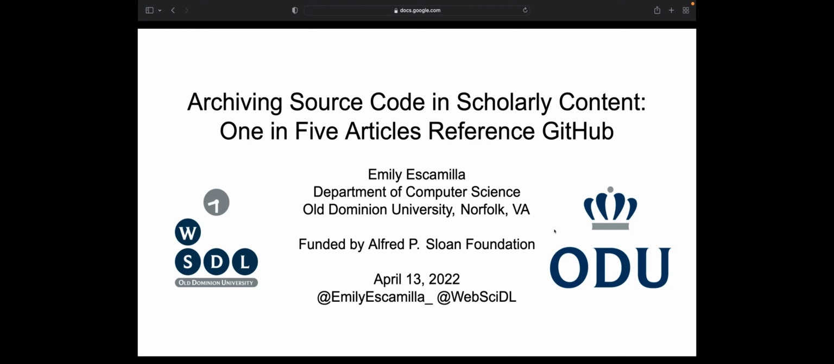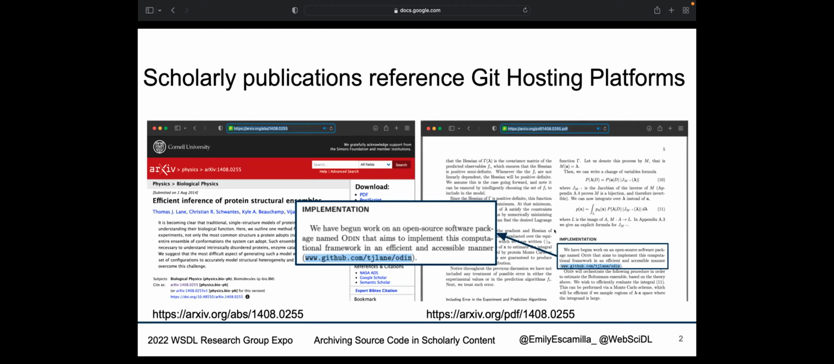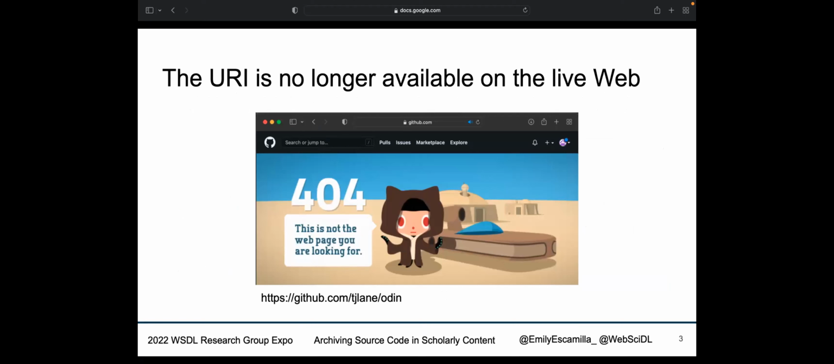So all of us have probably seen a link to GitHub or another repository as we're going through scholarly content. Lamia definitely has with her research. And here we see a link where an author is saying, this is the code product that we made that we're explaining in our paper. Here's the link to it. But when we go to that link, it's no longer available on the live web.